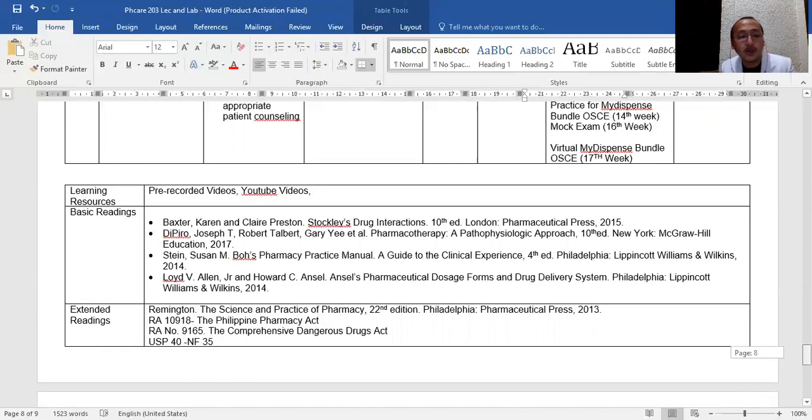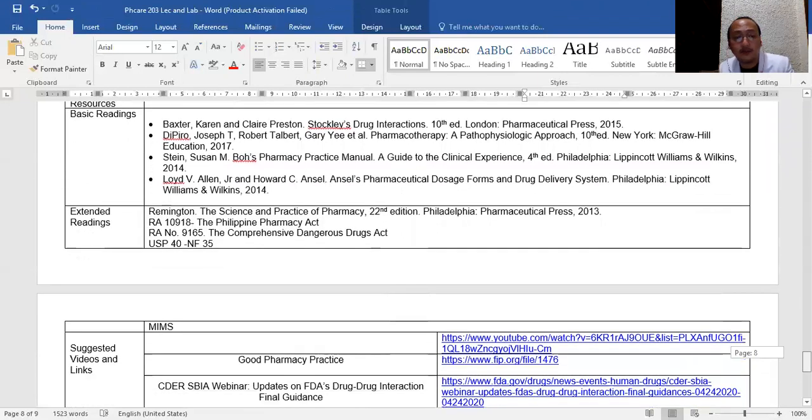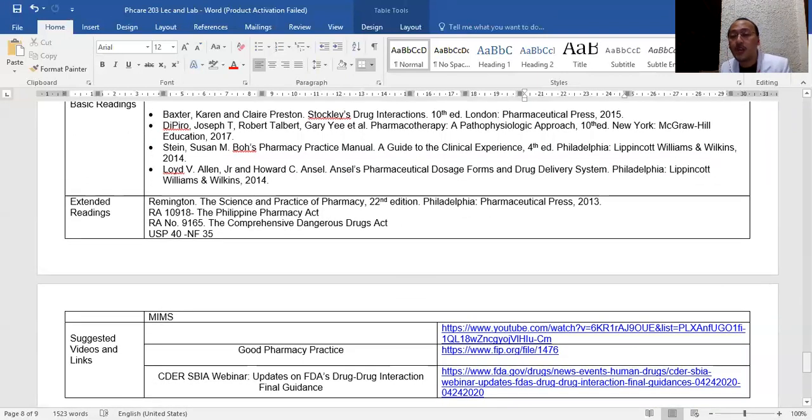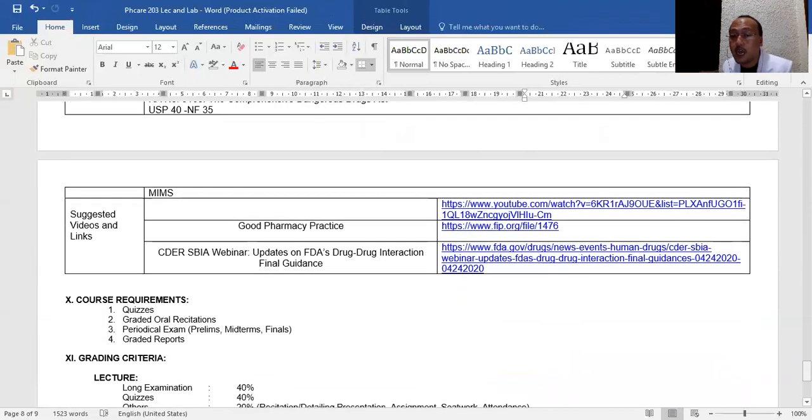There are extended readings also for Remington, Science and Practice of Pharmacy, RA 10918, our Pharmacy Act, or RA 9165, the Comprehensive Dangerous Drug Act. At the same time, USP-NF with the latest edition. Now, there are also suggested videos and links for good pharmacy practice and also for FDA drug-drug interactions. You can actually look into Stockley. You can also upload it on your phone, which is a very good source for Stockley drug-drug interactions.